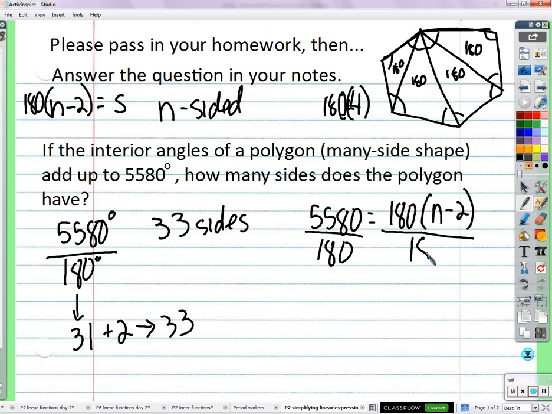Well, the way we do this in an algebraic approach is we're going to divide both sides by 180. If I have 180 times a number and I divide that by 180, then part of it is 180 divided by 180. What's 180 divided by 180? One. So I just have 1 times the parentheses, which is just the parentheses, minus 2 equals, well, this side is 5,580 divided by 180, which we were already given, it's 31. Here's the number I want, the number of sides. I know that if I subtract 2 from it, I get 31. So your intuition would just say that number must be 33, right? I subtract 2 from 33, I get 31.